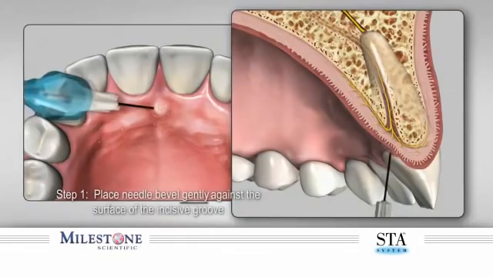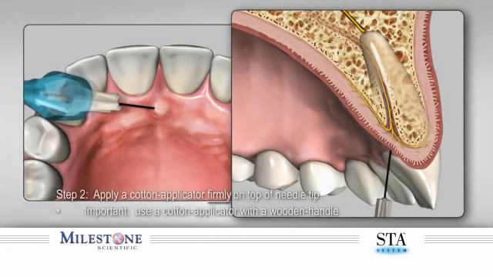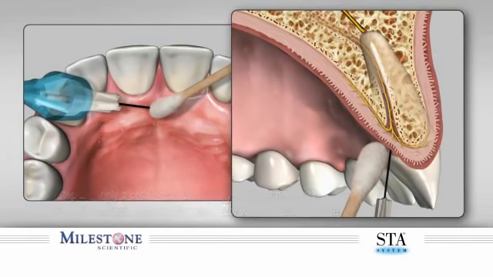Start the PASA injection by using the pre-puncture technique. Step 1. Gently place the bevel of the needle against the surface of the incisive groove. Step 2. Stabilize the needle by applying pressure from a cotton applicator. It's best to use a wooden-handled cotton applicator so that adequate pressure can be applied. The applicator absorbs any excess anesthetic solution and makes for a more comfortable needle entry.